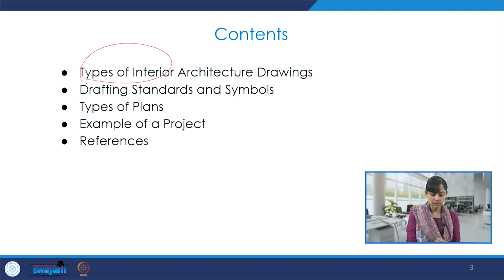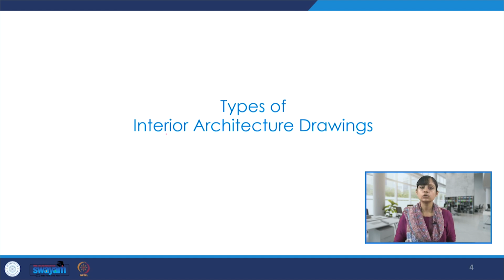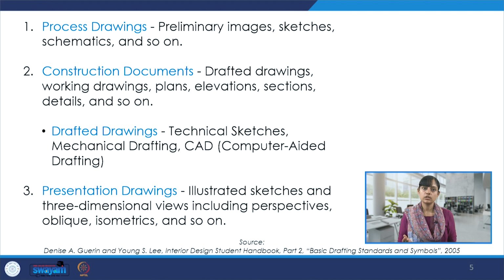So what are some of the types of interior architecture drawings, some standards and symbols, some of the types of plans, and then there is an example of a project and there are some references. So when we talk about types of interior architecture drawings, we could understand these drawings in terms of process.